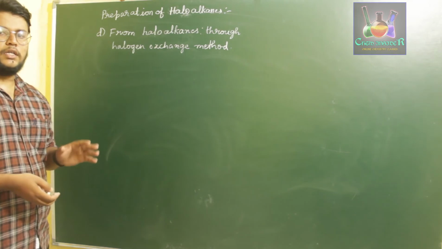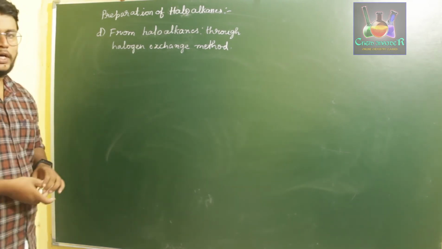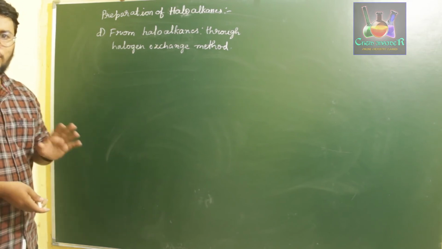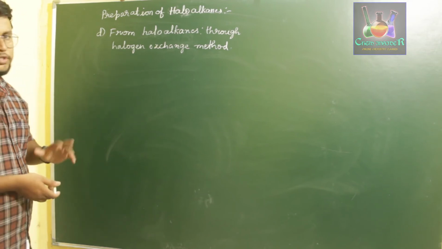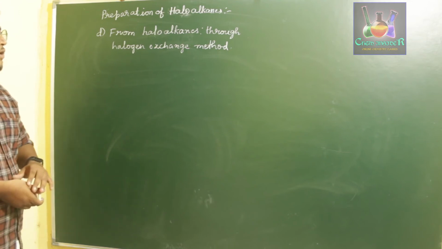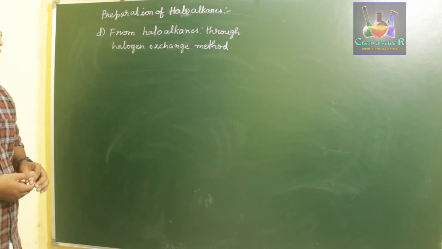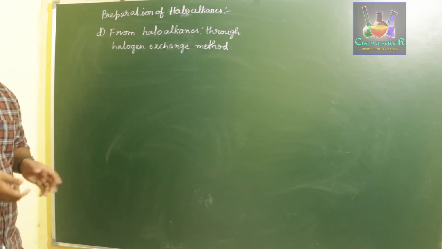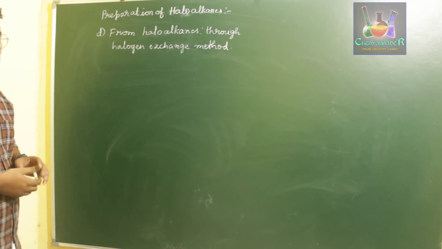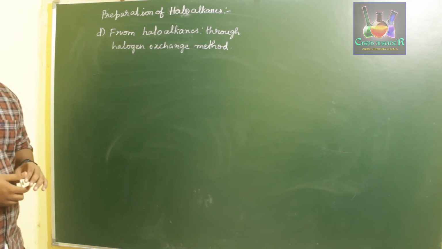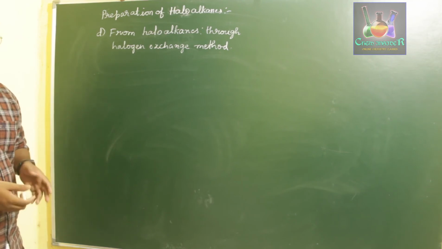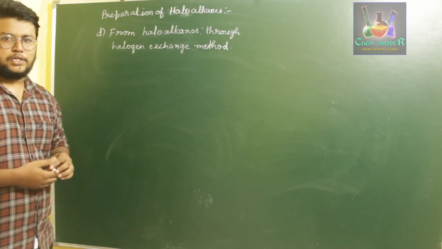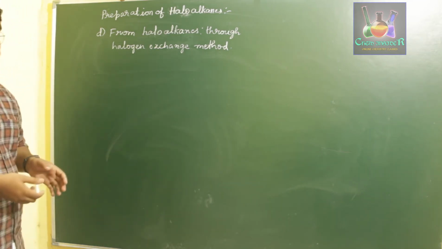So if you consider the examples which I have explained for the preparation of haloalkanes, in all those examples we have specifically used either chlorine or bromine, right? We usually used chlorine or bromine. So now we haven't observed any preparation methods involving iodine or fluorine. Therefore, what we do is we prepare a bromoalkane or chloroalkane, and then we subject them to this method of preparation that is called the halogen exchange method.